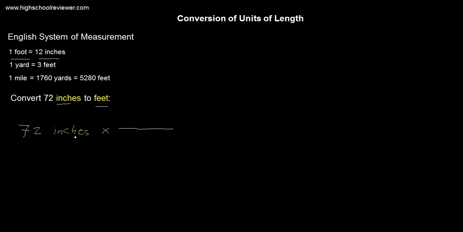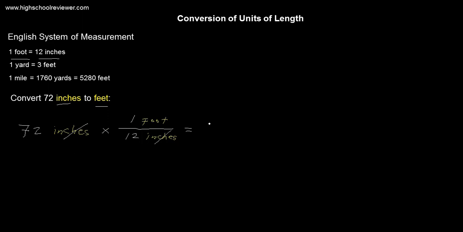Now since we are converting inches to feet and we have here inches, in order to cancel out inches, we need to put 12 inches on the denominator. So now that we have put here 12 inches on the denominator, 1 foot will be on the numerator. And we can now cancel out inches. So inches divided by inches, we can cancel this out. What's left now will be the unit of foot.